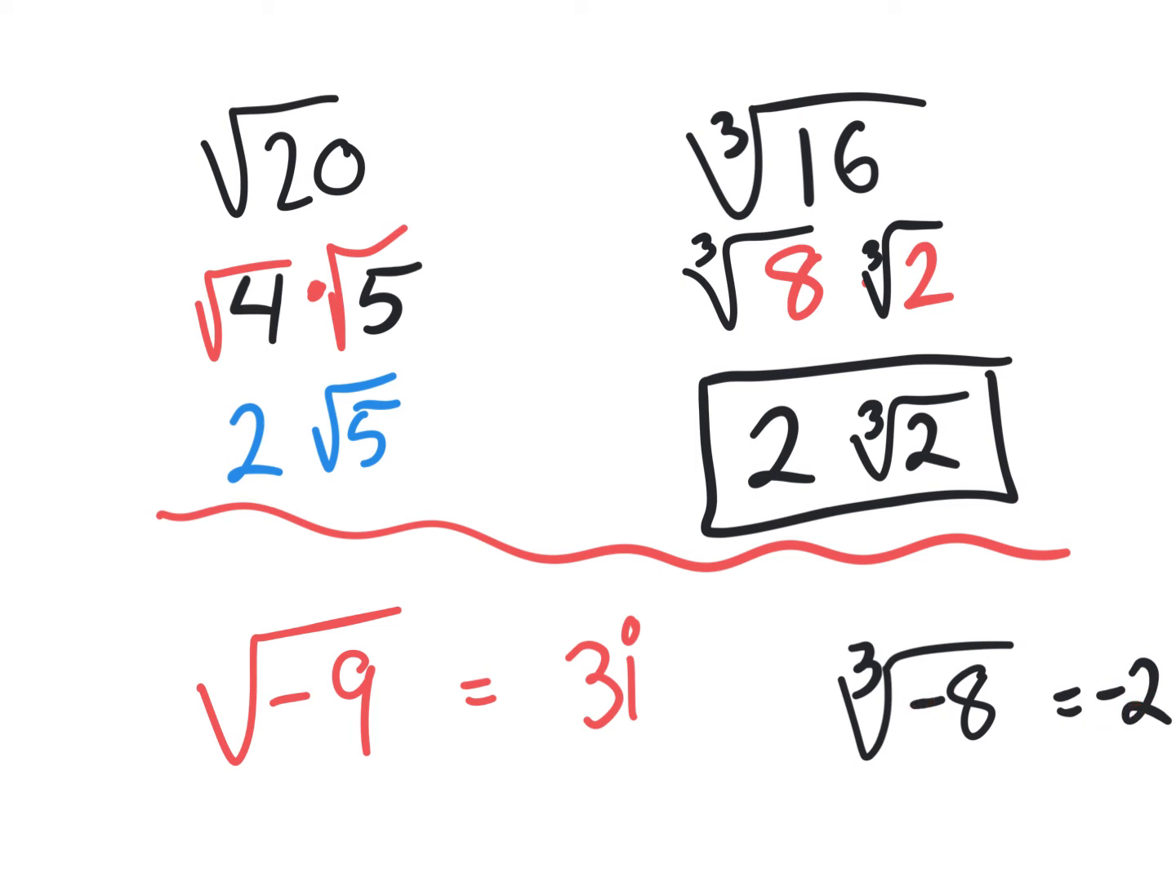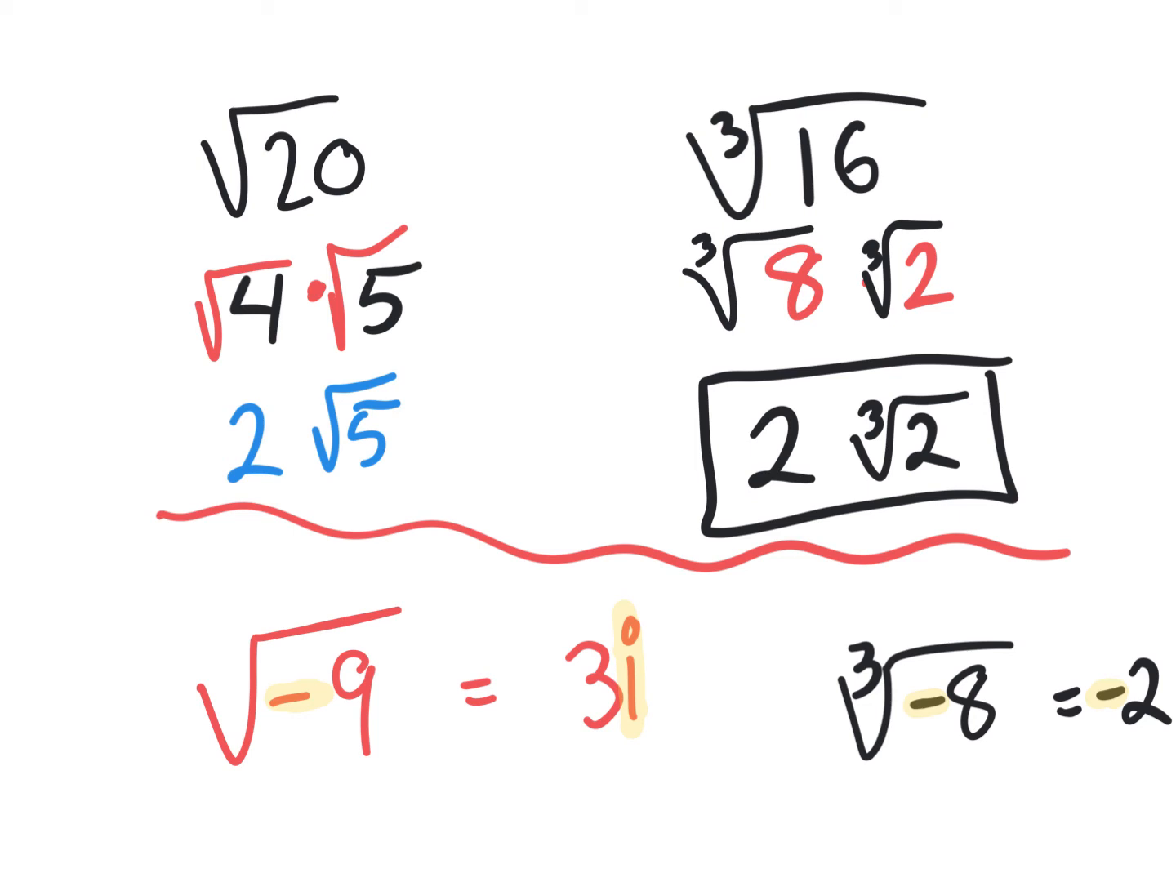So heads up, guys. Square roots, you cannot have a negative on the inside. That'll produce an imaginary value. But on cube roots, yeah, you could have a negative on the inside. Your answer will be negative, right?